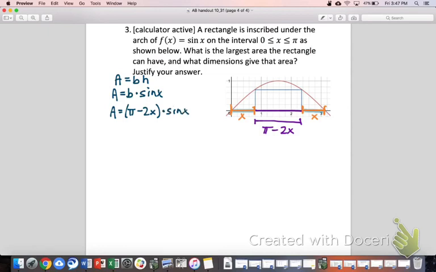Definitely challenging, no doubt about it. Hope that makes sense to you, though. So at this point, I think you've got all the tools you need to be able to try to figure out what dimensions maximize the area and what that largest area would be.